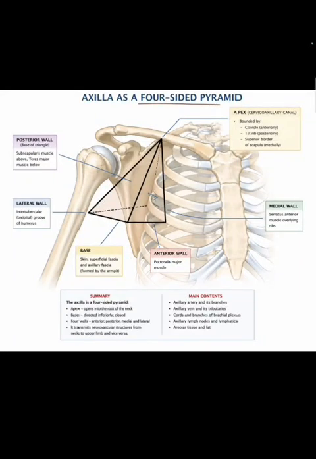Axilla is a four-sided pyramidal structure which is present in between the upper arm and the chest wall. Now, this four-sided pyramidal structure presents an apex, a base, and four walls: the posterior wall, the lateral wall, the anterior wall, and the medial wall.